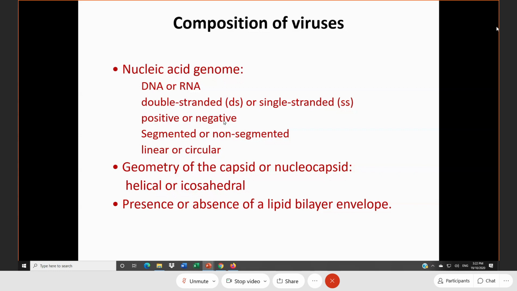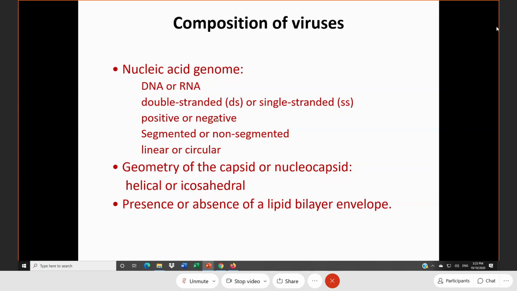Okay, and they also have positive or negative sense. What is positive sense? What is negative sense? They are related to transcription and translation. If positive sense, it means the viral genome itself, single-stranded or double-stranded, can direct the protein synthesis. They act as mRNA. That's what positive sense is.